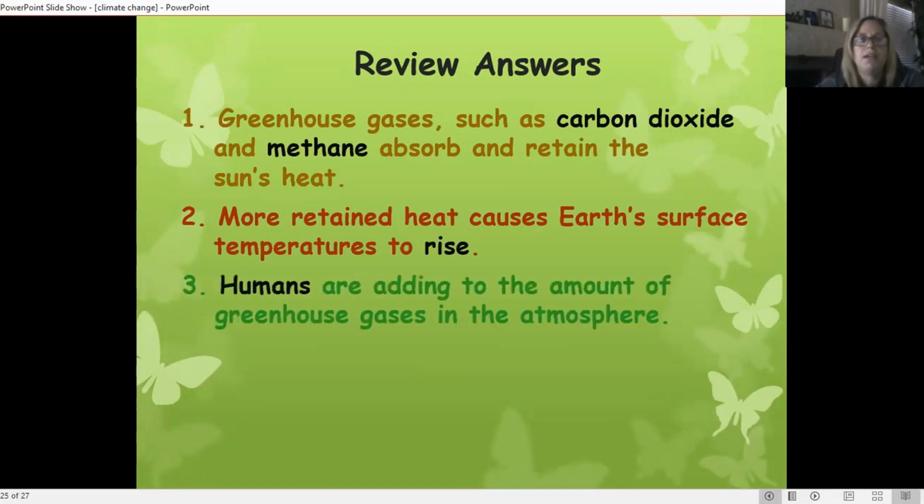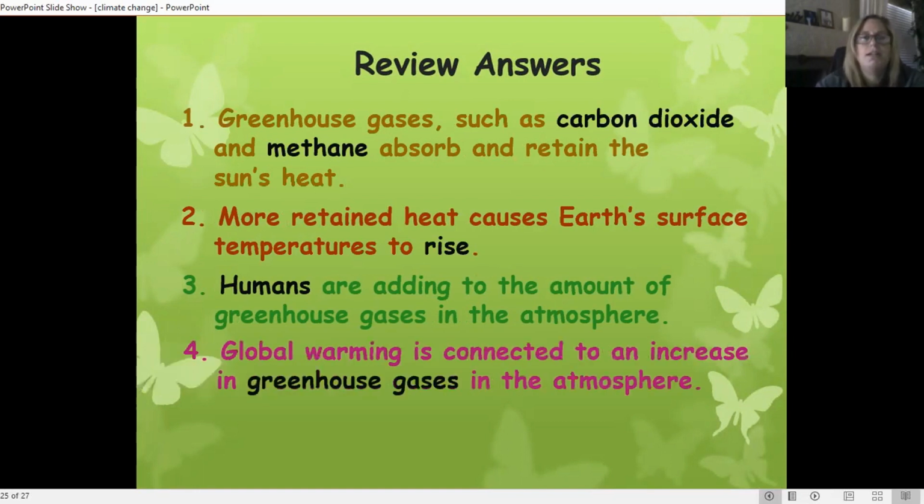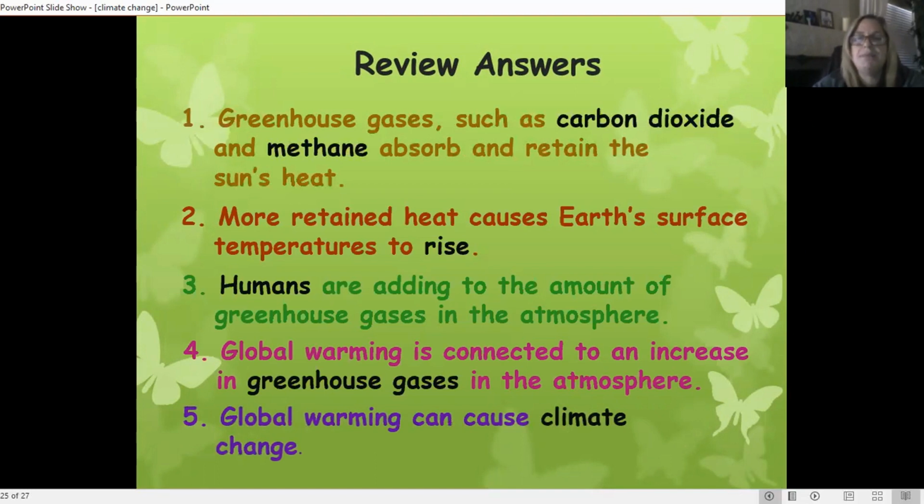Question 3, humans are adding to the amount of greenhouse gases in the atmosphere. It's nobody but us, it's the people. Number 4, global warming is connected to an increase in greenhouse gases in the atmosphere. So we're getting more greenhouse gases because of global warming. And the final question, global warming can cause climate change. Remember, global warming and climate change are kind of interchangeable.